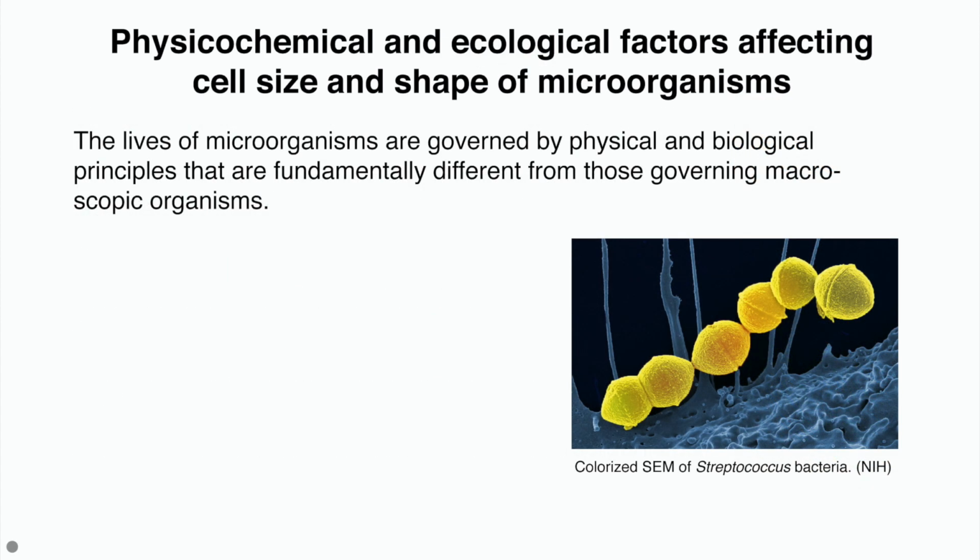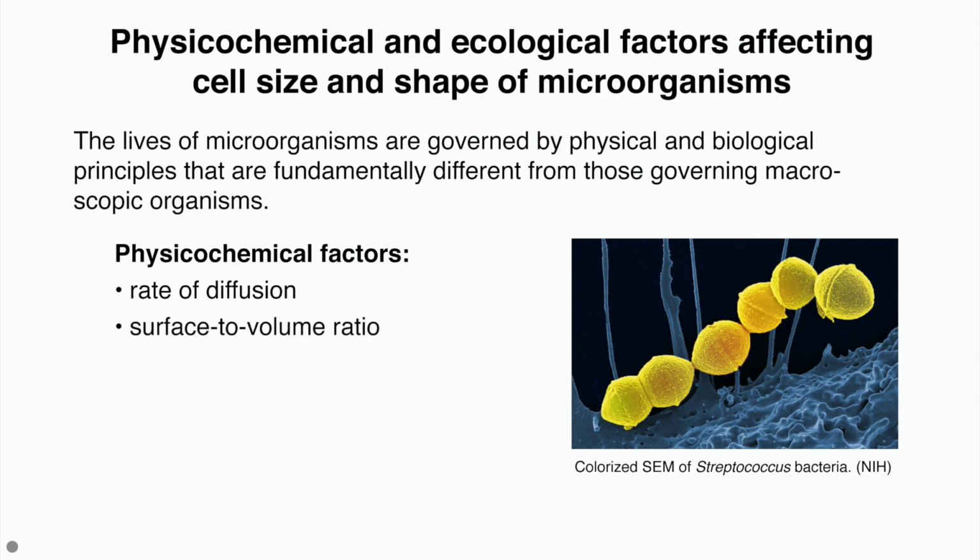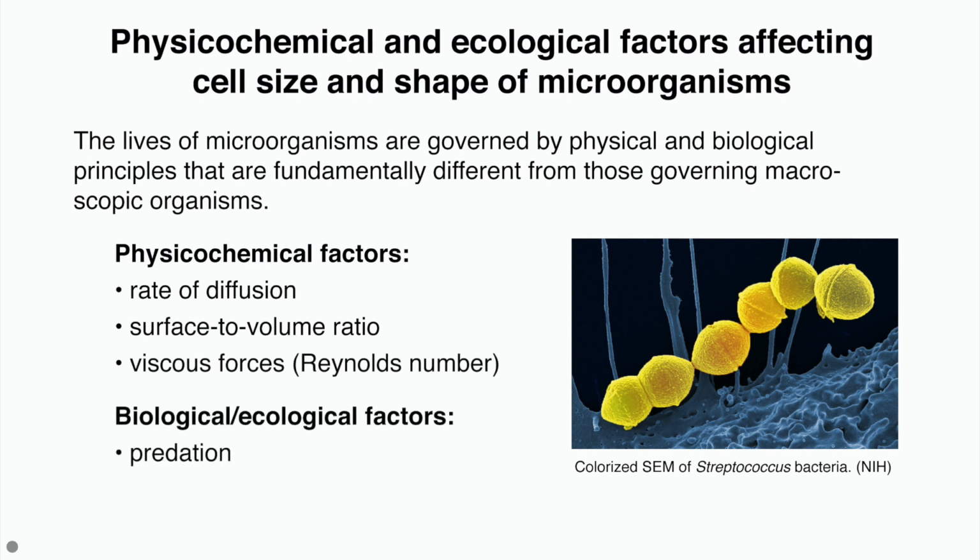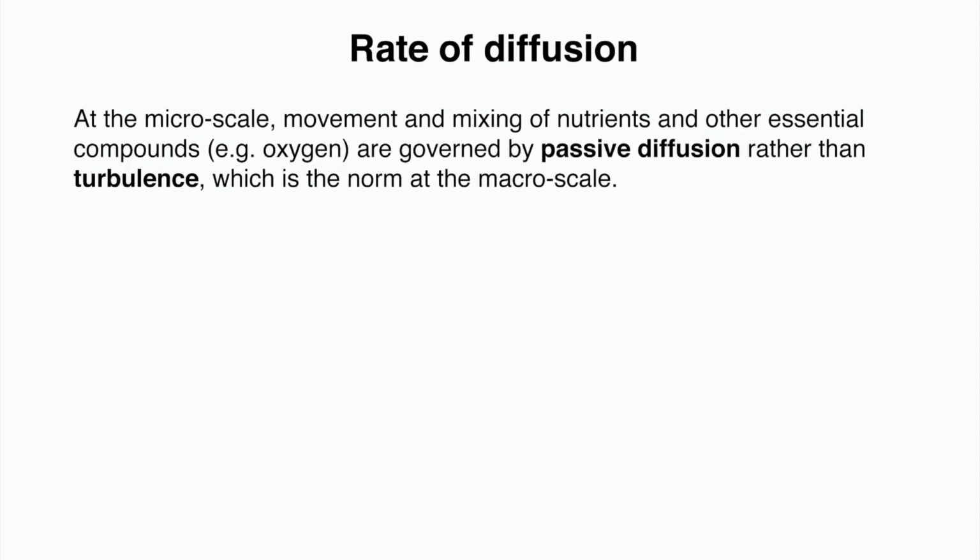The lives of microorganisms are governed by physical and biological principles that are fundamentally different from those governing macroscopic organisms. Physicochemical factors that affect cell size include rate of diffusion, surface to volume ratio, and viscous forces. Biological factors that affect cell size include predation and parasitism. At the microscale, movement and mixing of nutrients and other essential compounds are governed by passive diffusion rather than turbulence, which is the norm at the macroscale.